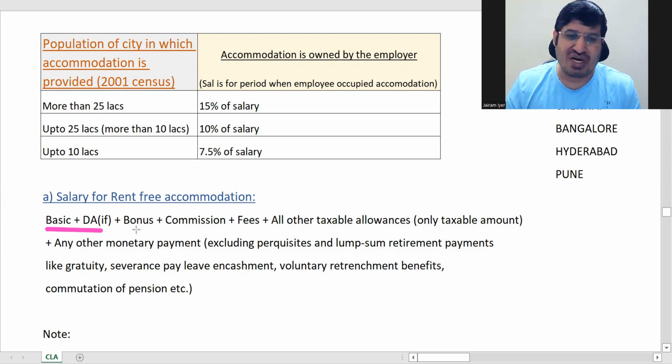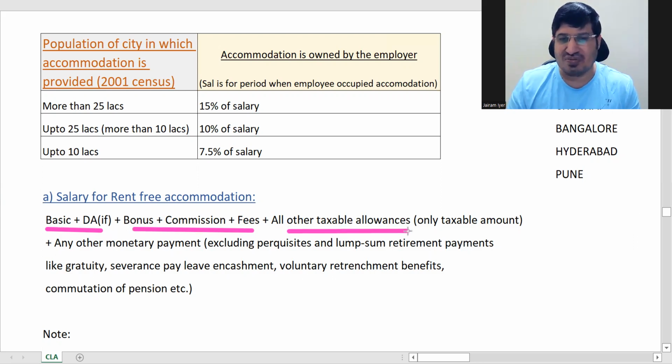Okay, now take the taxable, fully taxable things. Bonus, commission, fees are always fully taxable. Correct? Just take those things, bonus, commission, fees. Okay. And after this, what you have to take is all other taxable allowances. Only taxable amount. ठीक है? यानी इसमें आपको सिर्फ taxable amount लेना है.